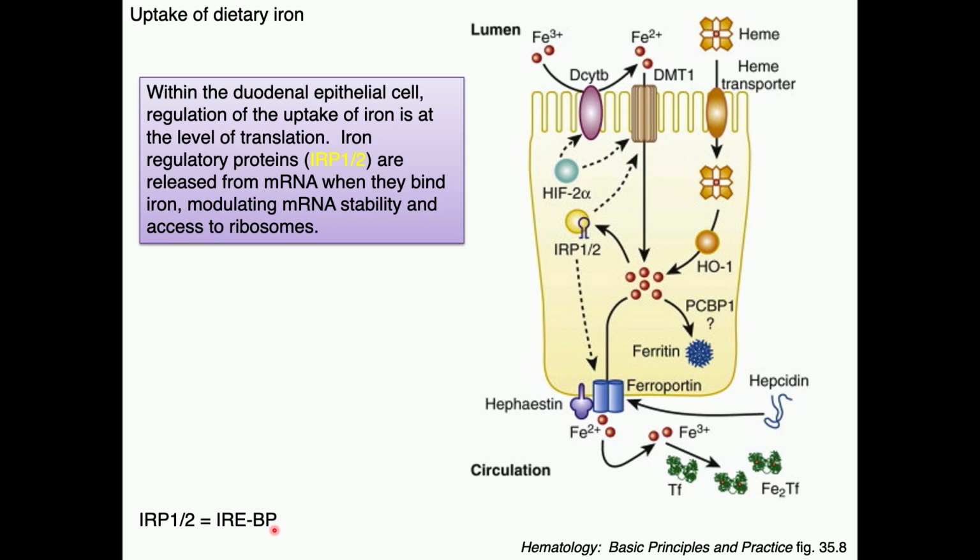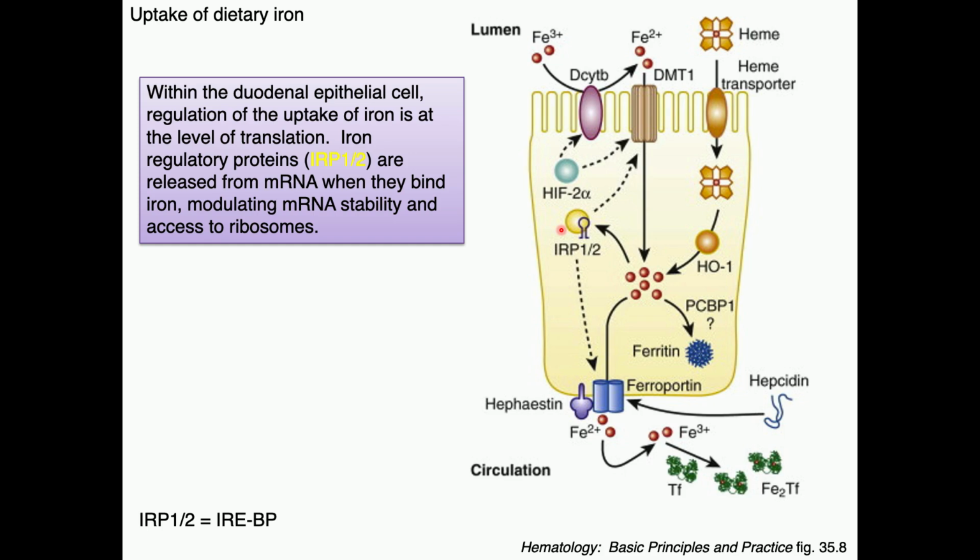Okay. So the iron regulatory proteins, IRP1 and 2, and I think, just because everything's got to have multiple names just to make it more confusing, that we called these the IREBPs last week, the iron regulatory element binding proteins. So that's another name for IRP1 and 2. Same thing.